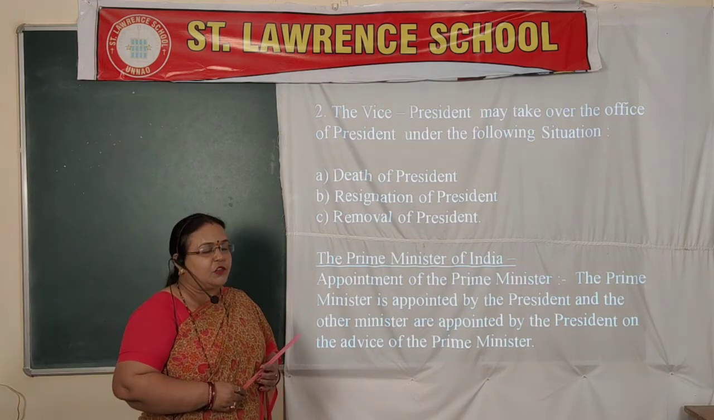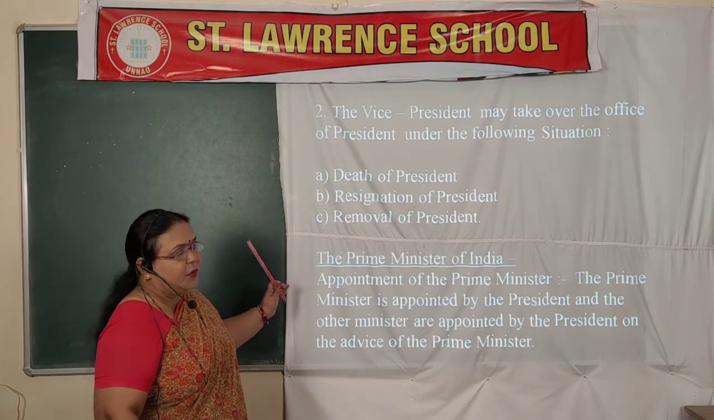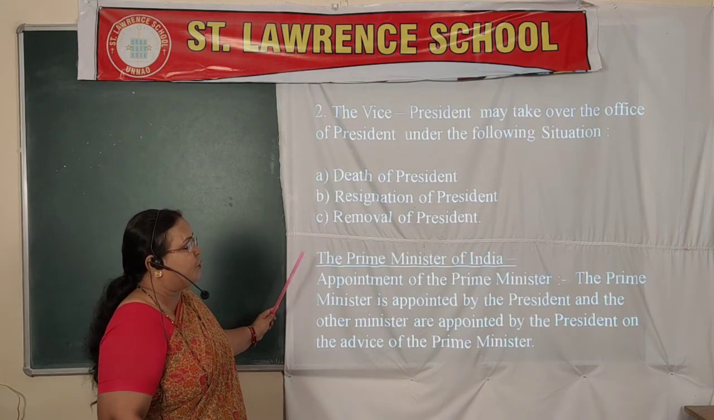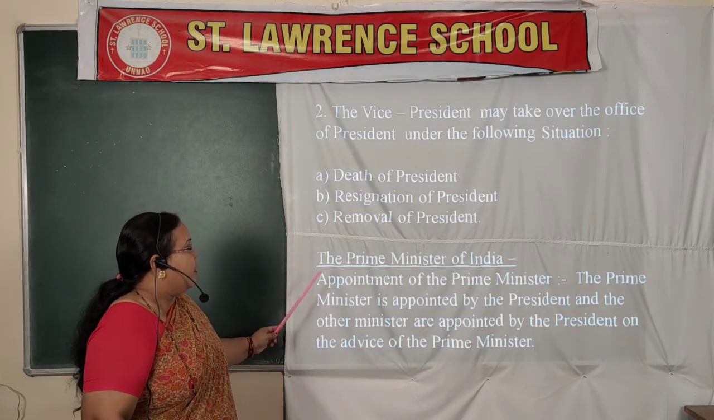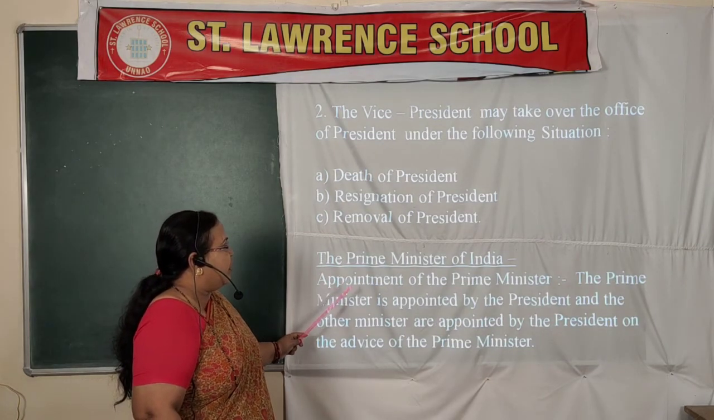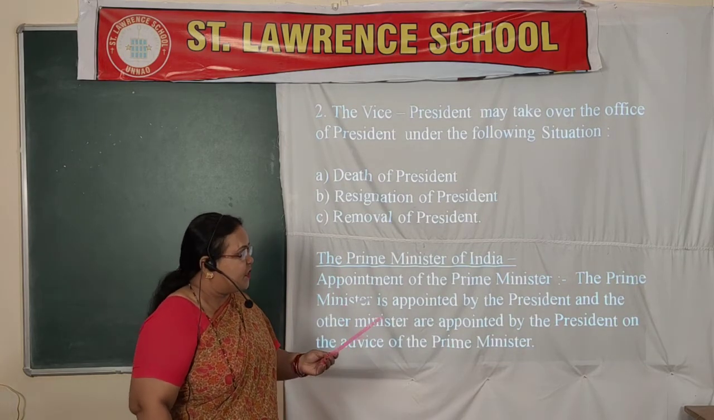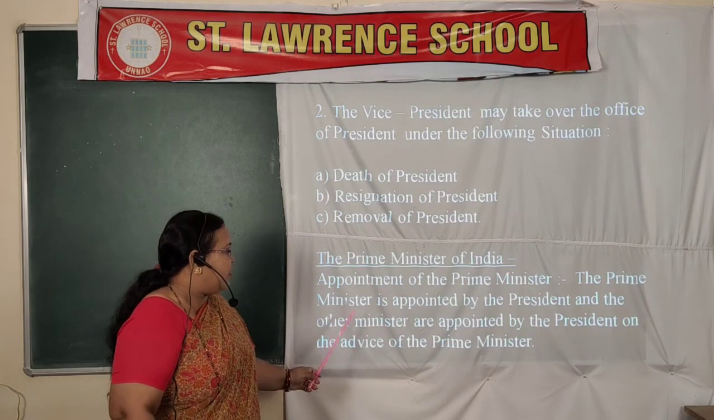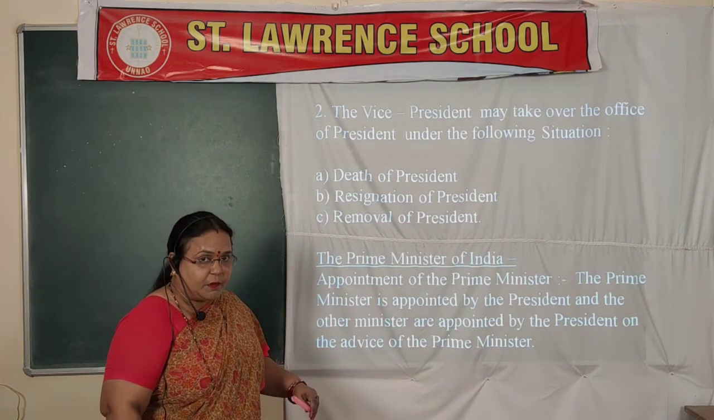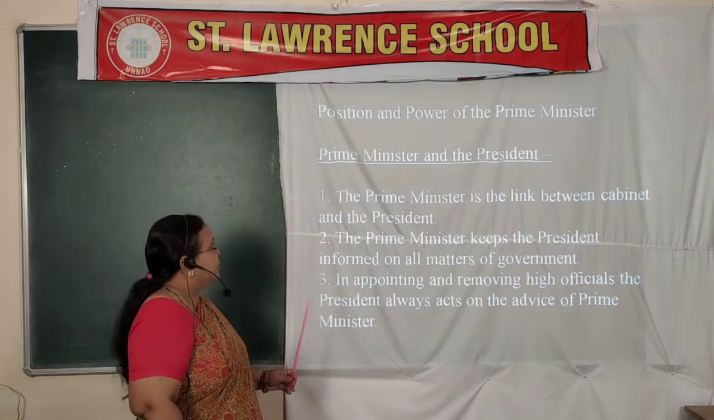The Prime Minister of India. Till now we have studied about the Vice President. Now we are going to study about the Prime Minister and the Council of Ministers. Appointment of the Prime Minister: how is the appointment of the Prime Minister done? The Prime Minister is appointed by the President, and the other ministers are appointed by the President but on the advice of the Prime Minister.